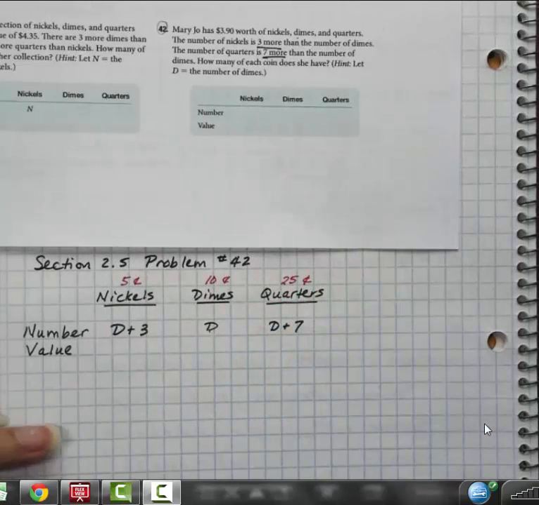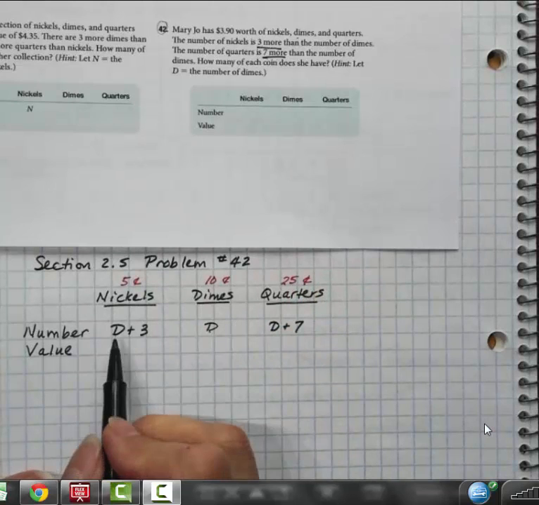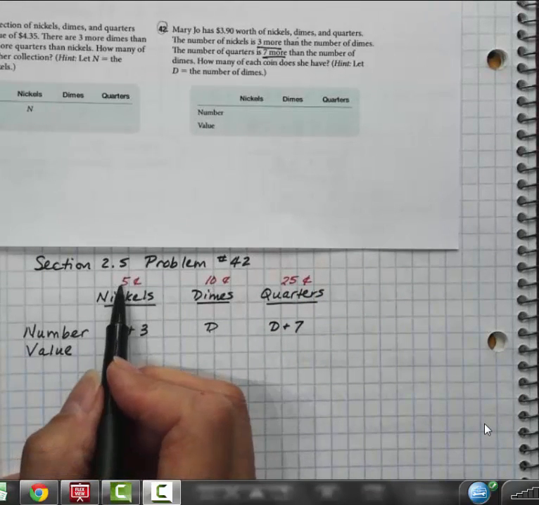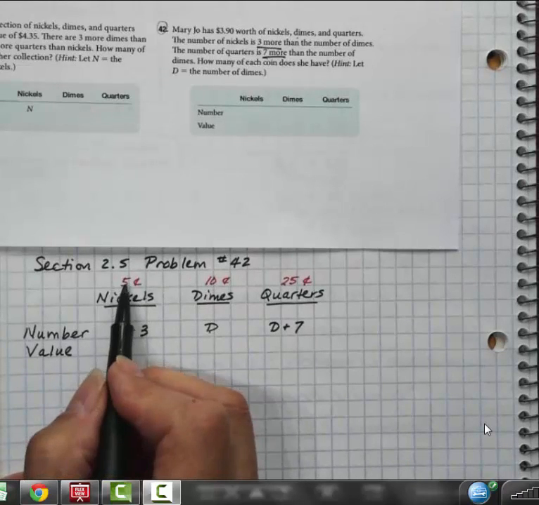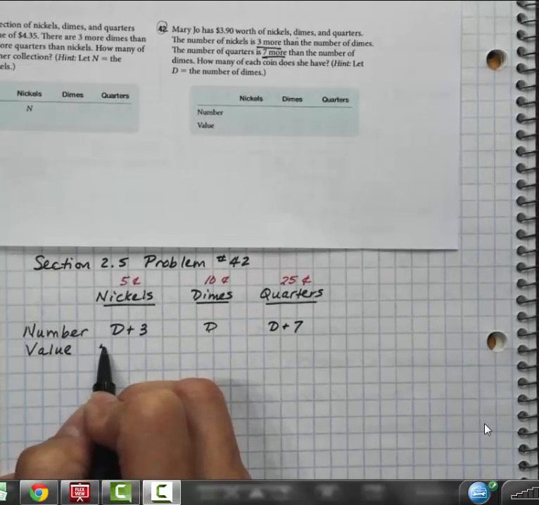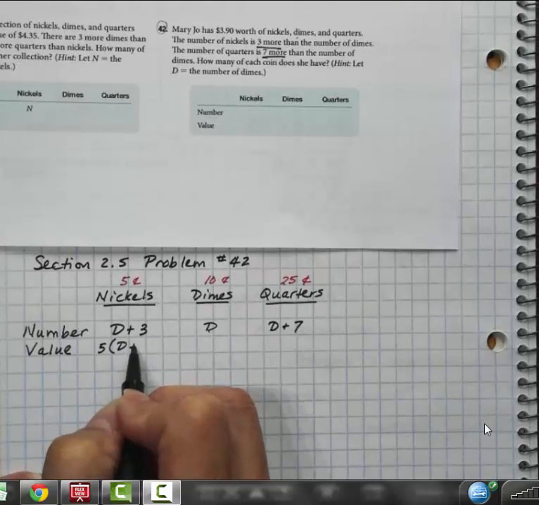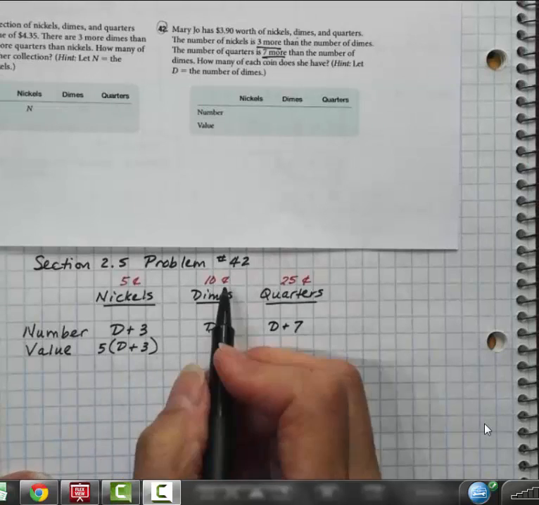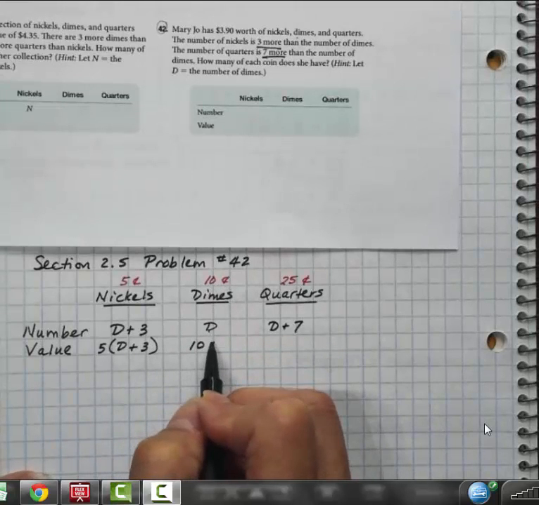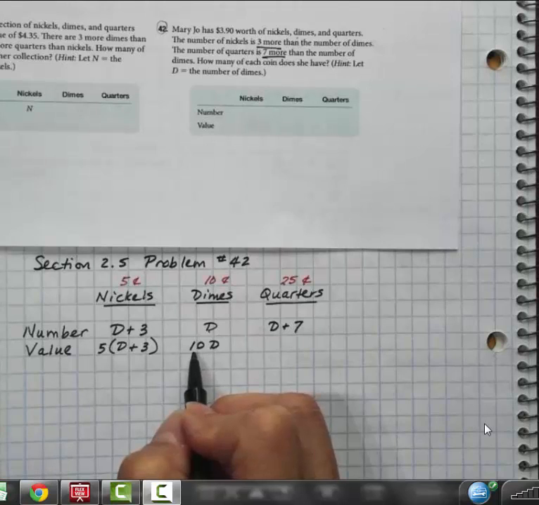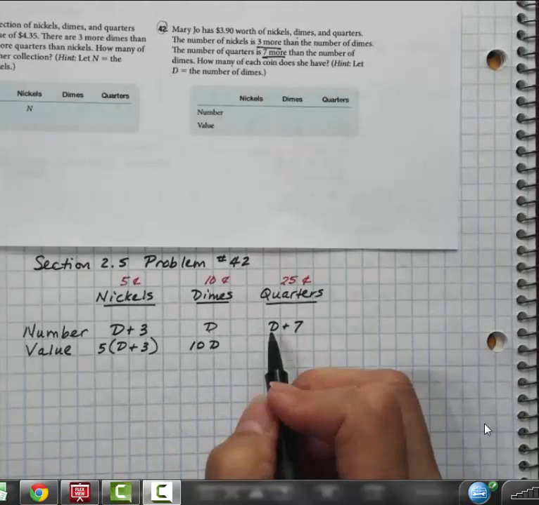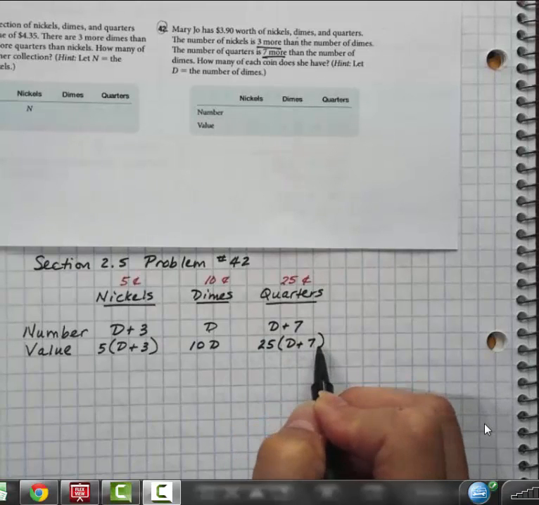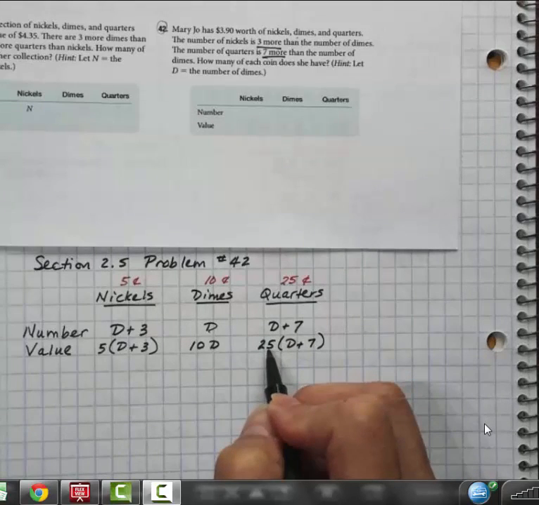So if I have D plus 3 nickels, I'm going to take each one of those nickels and multiply it by 5, because each nickel is worth 5 cents. So I'm going to take 5 and multiply it by D plus 3. Number of nickels, 5 cents each. I'm going to take 10 and multiply it by D. Number of dimes, 10 cents each. And I'm going to take 25 and multiply it by D plus 7. Number of quarters, 25 cents each.